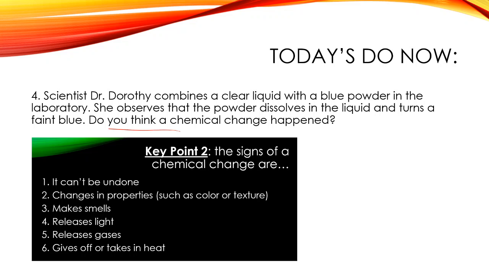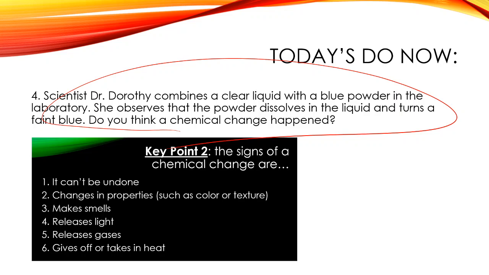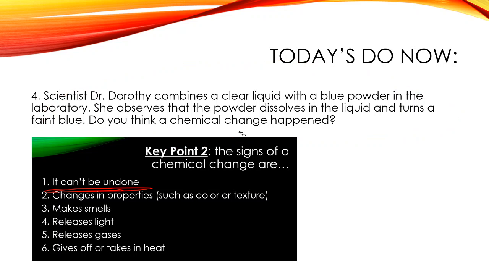So let's think about the situation that we just read with Dr. Dorothy and try to figure out if we can see any of these 6 signs. First of all, a chemical change can't be undone. That's a little bit hard to tell with this situation because you don't know what it is that she mixed together. You don't know for sure if it can be undone or not. But probably if she just dissolved some powder into a liquid, you could boil it and boil off the liquid and separate. But that's a whole complicated thing. So number 1 doesn't seem like it. Probably not. Let's look for the other ones.